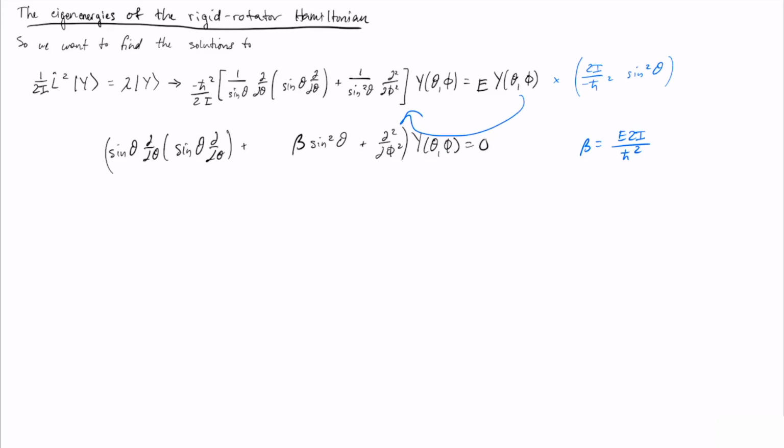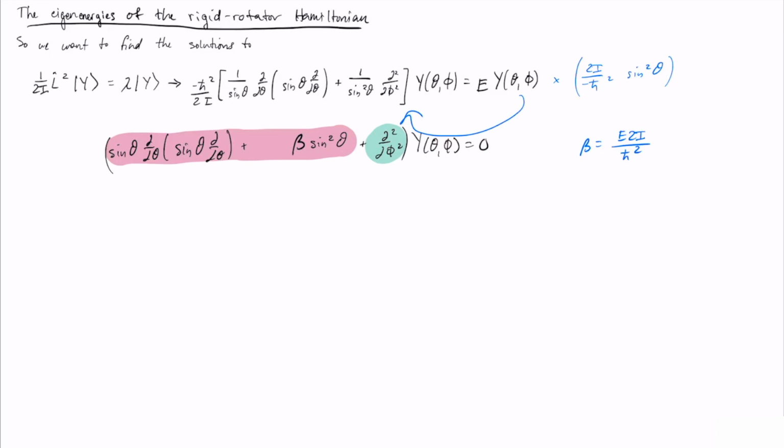What you can notice is that if you look at this in two different pieces, the left two terms here only depend on theta, right? So these are functions of theta only, whereas this last term only depends on phi. So what that means is that this total operator now is a sum of one theta-dependent operator and one phi-dependent operator. What that means is that we can solve this using separation of variables.